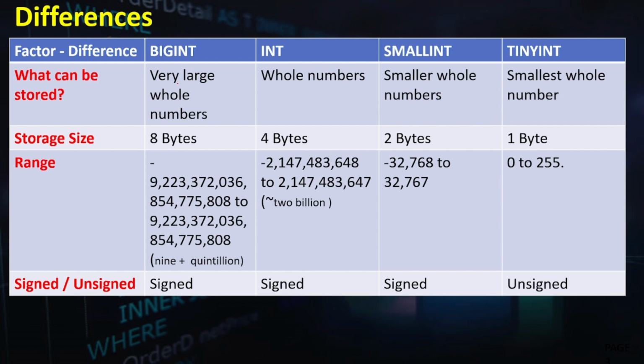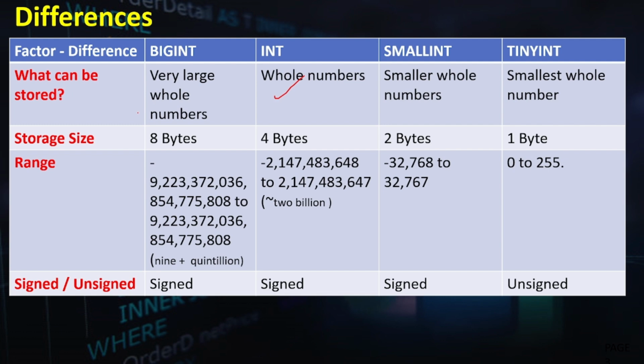If you are having a very large whole number, that is a number without decimal places, then obviously you should go for BigInt. A whole number which is not that large but not that small as well, then you can prefer using int. SmallInt for smaller whole numbers. And if you have very small whole numbers, then you should use tinyInt. That's the what can be stored factor.